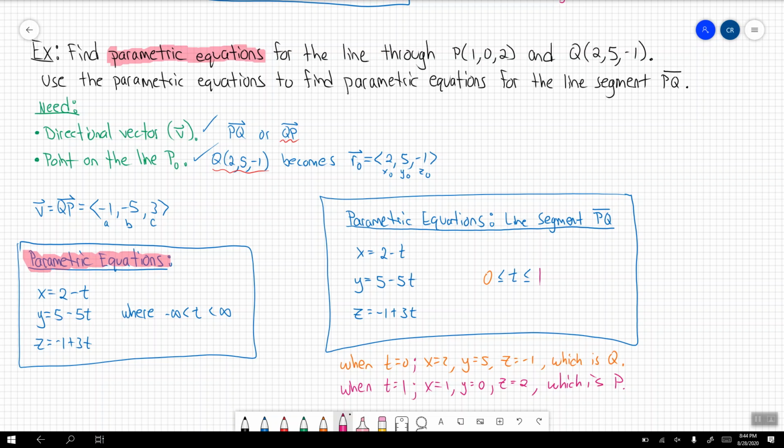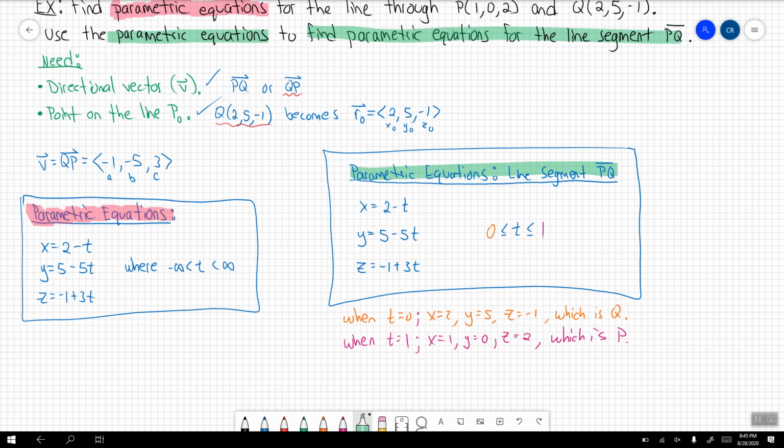So I want you all to remember that when it comes time for, let's say, an exam, because at the end of the day, parametric equations for a line segment are the exact same thing as parametric equations of a line. The only thing that's different is you must bound your parameter. Awesome.